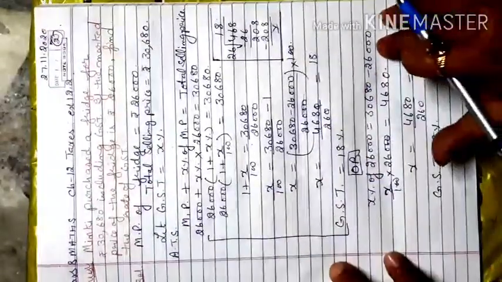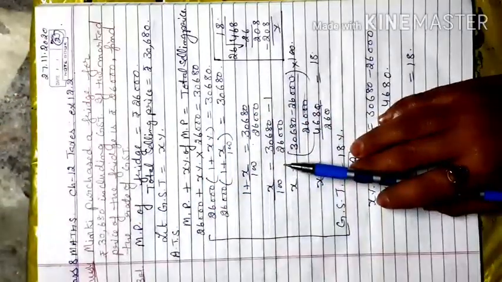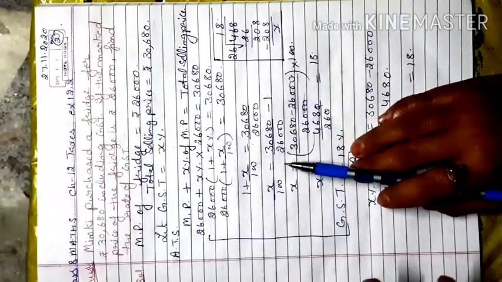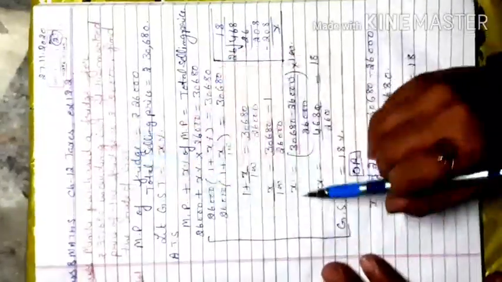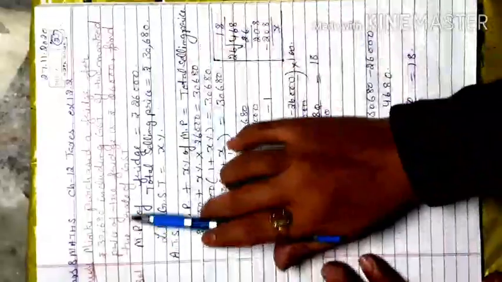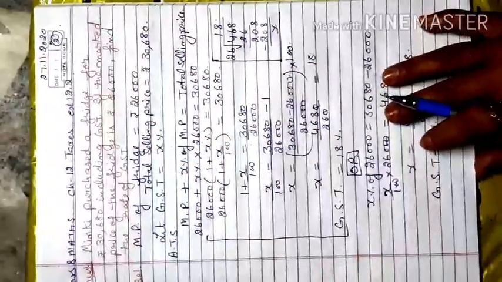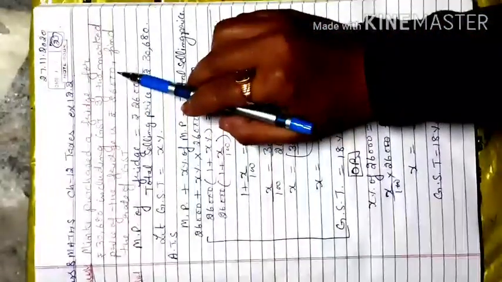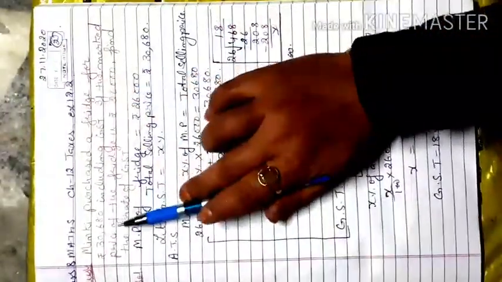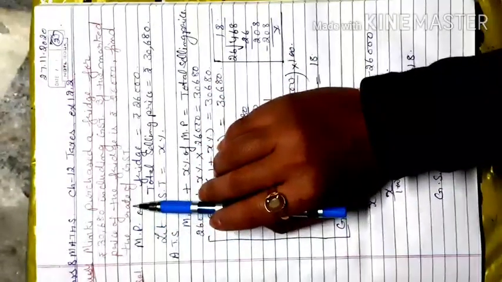Next is your fourth question. Minky purchased a fridge for 30,680 rupees including GST. GST is included in that. If the mark price of the fridge is 26,000, find the rate of GST. Now the mark price of the fridge set by the shopkeeper is 26,000, but the person pays 30,680 because GST is included in that.